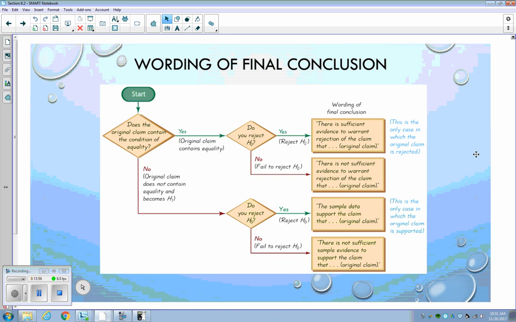Okay? I'll have to think about it. There is not sufficient evidence to warrant the rejection of the claim, to support rejecting the claim. Okay, you can say that, and then you have to state what the claim is.